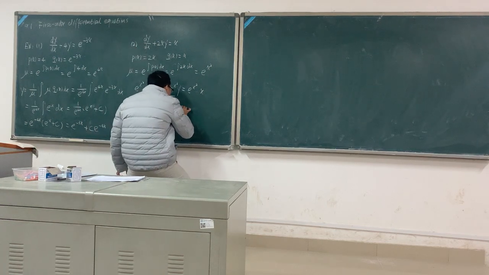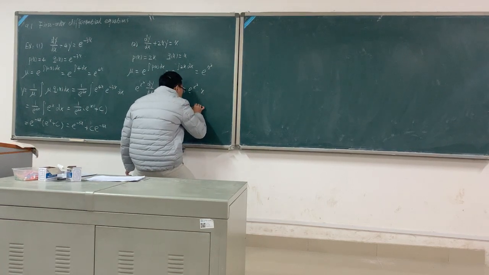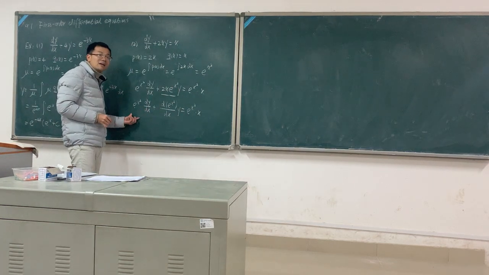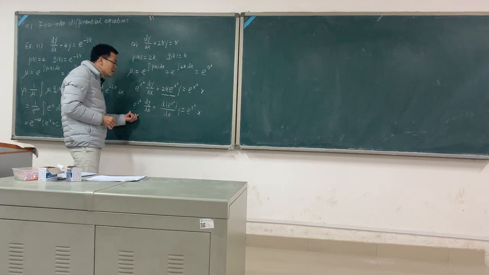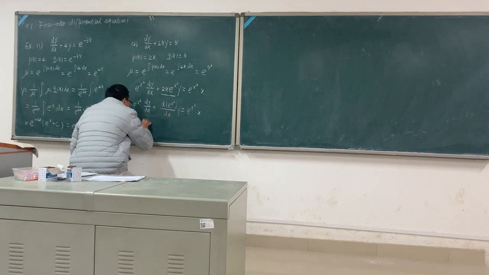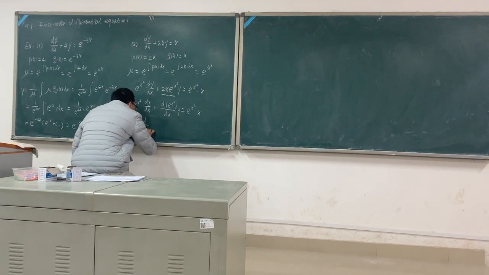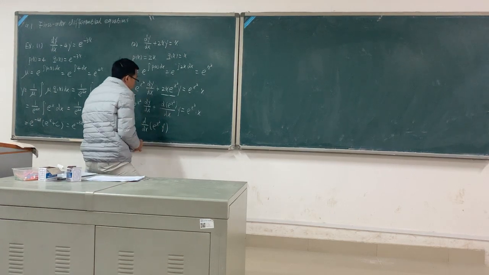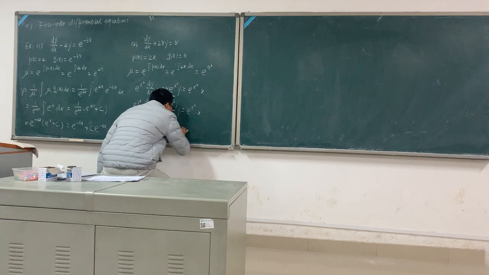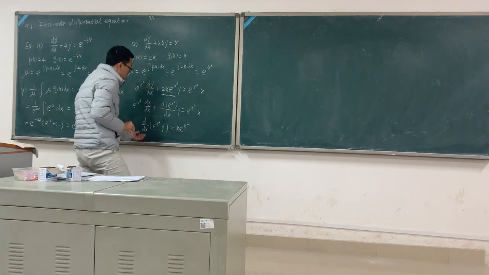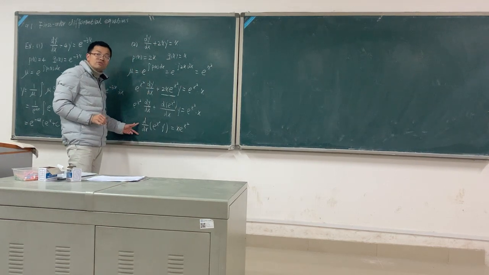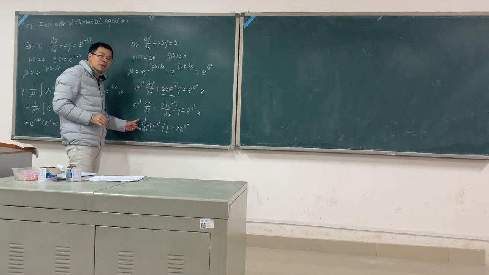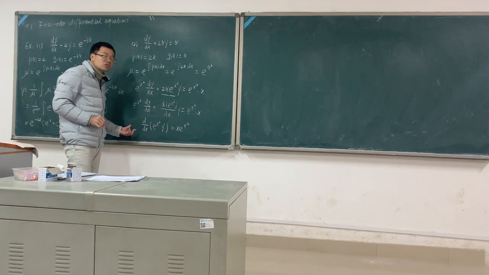Equal to e to the power x squared times x. So now we can see the left hand side actually is d/dx of (e to the power x squared times y), equal to x times e to the power x squared. So we obtain this equation, and we find the antiderivative on both sides.